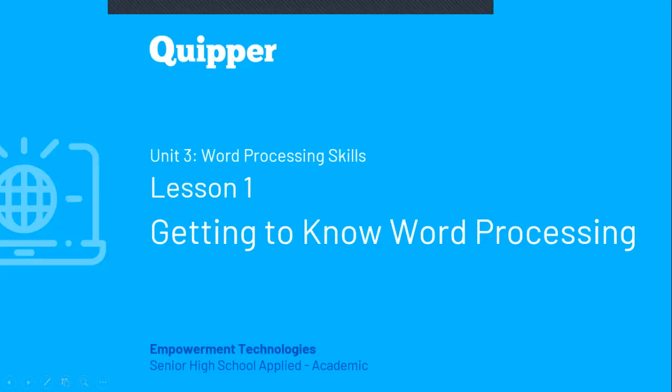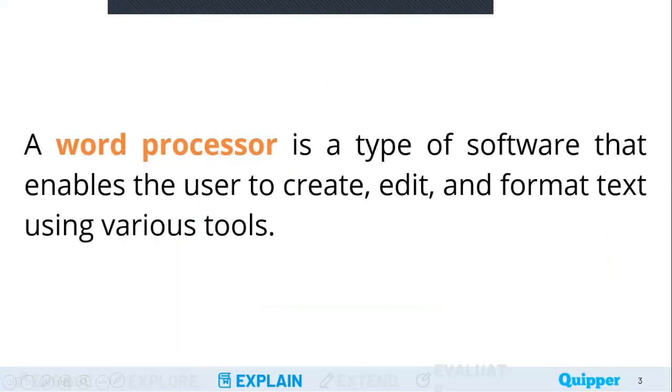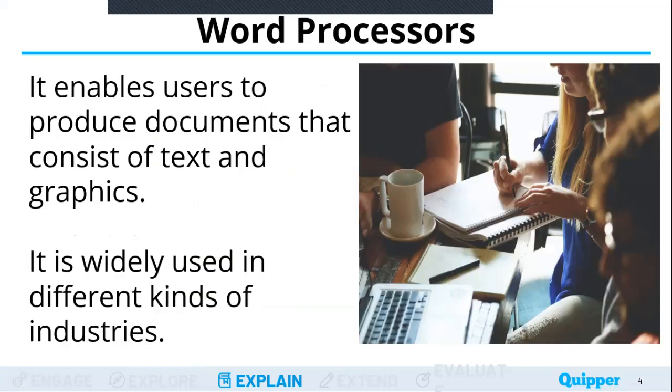So we have word processing skills. First is getting to know the word processing. So what is a word processor? When you say a word processor, it is a type of software that enables the users to create, edit, and format text using various tools. Word processors enable users to produce documents that consist of text and graphics. It is widely used in different kinds of industries.